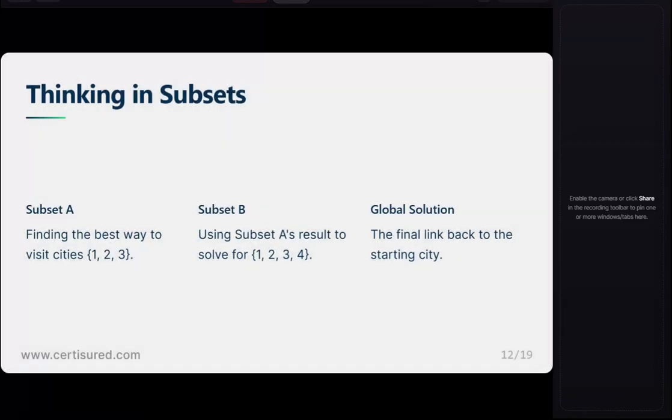We have to start thinking in subsets. We find the best way to visit a small group like cities 1, 2, and 3. Then, we use that known result to solve for a slightly larger group like 1, 2, 3, and 4. We build the solution layer by layer until we reach the final link that leads back to our starting city.